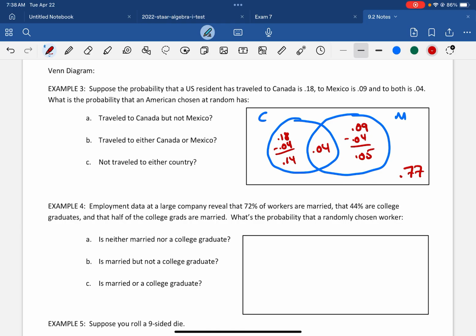Travel to Canada, but not Mexico, 0.14. B, travel to Canada or Mexico. Well, that's 0.14 plus 0.05, or another way to think about it would have been 0.18 plus 0.09 minus 0.04. Either way, the correct answer is 0.23. Not travel to either country, that's what's left over, that 0.77.